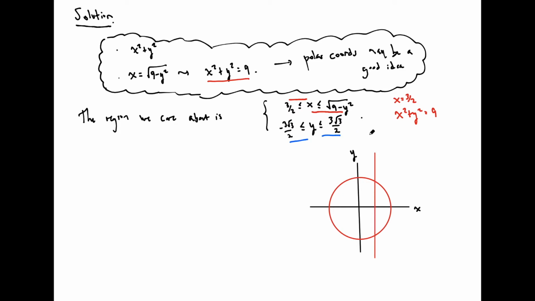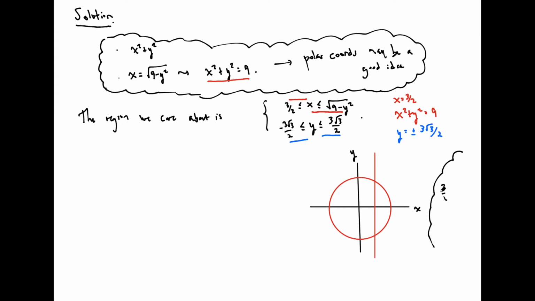Likewise, these two inequalities for y give us two equations. y equals plus and minus 3 root 3 over 2. As in the previous example, I'm guessing that those coincide with these corners here. We can verify this mathematically by just checking that the point 3/2, comma, 3 root 3 over 2, lies on this circle. Let me do that over here on the side.